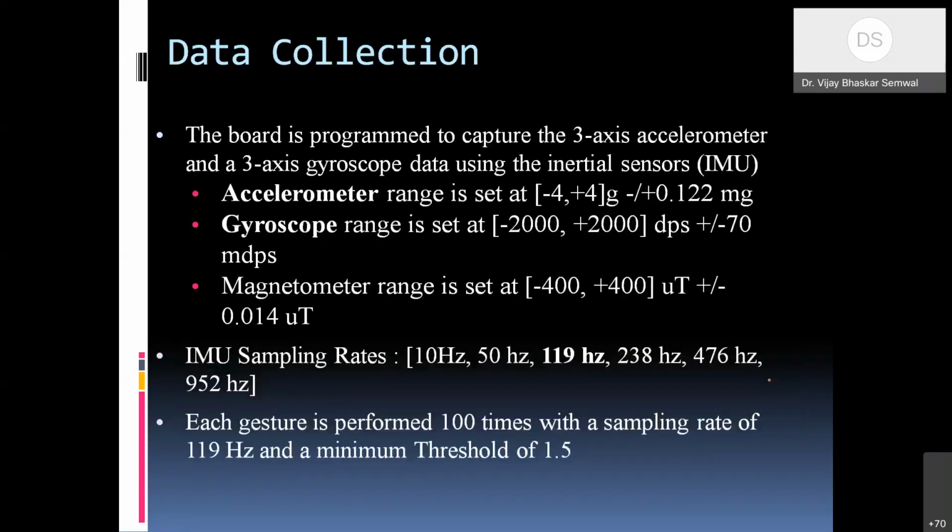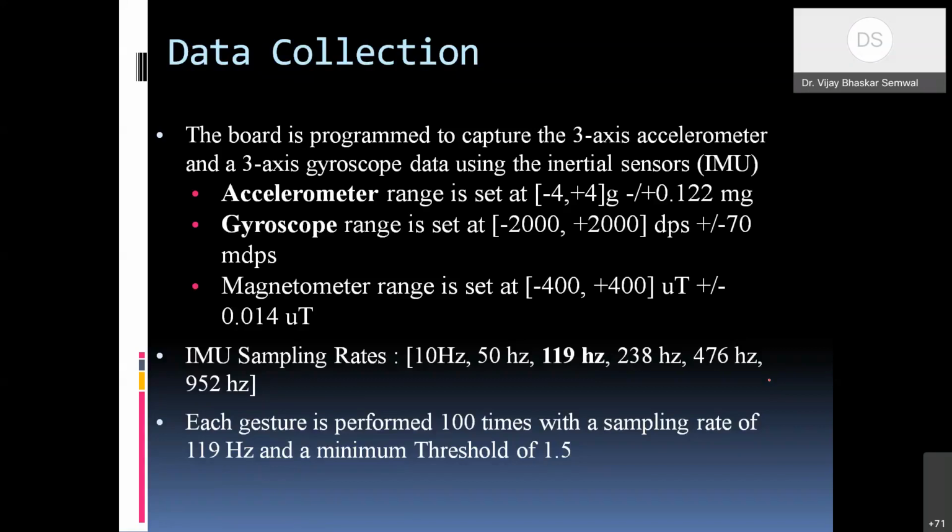So let us see the data collection phase. The 9-degree IMU sensor has a triaxial accelerometer and triaxial gyroscope. The accelerometer range we have considered is -4 to +4 G force, where G is 9.8 meters per second squared. A drift of 0.1 to 2 mg is possible. The gyroscope is -2000 to +2000 degrees per second, and plus or minus 70 mdps is the allowable range. The magnetometer is in micro Tesla, -400 to +400, and there is some allowable range.